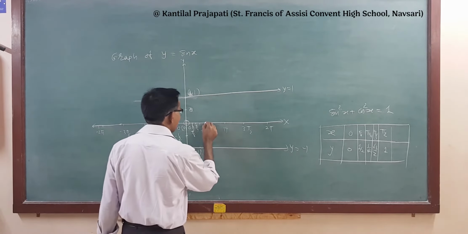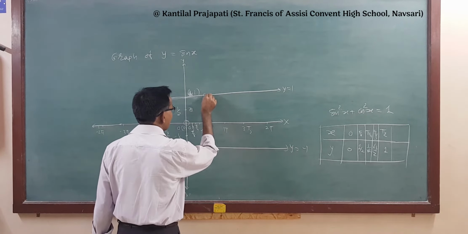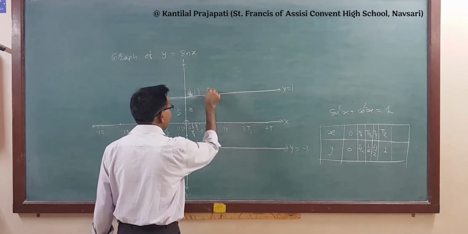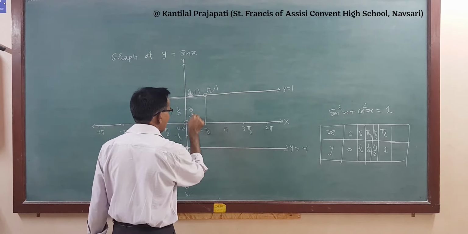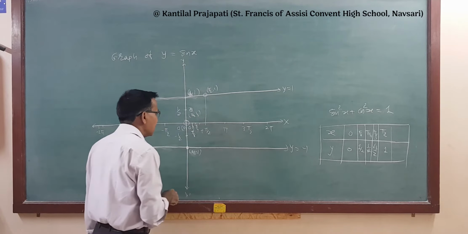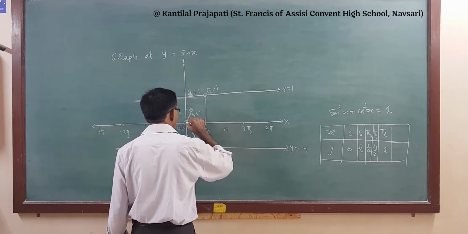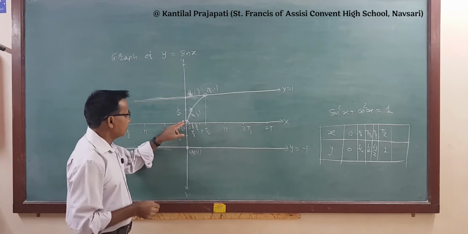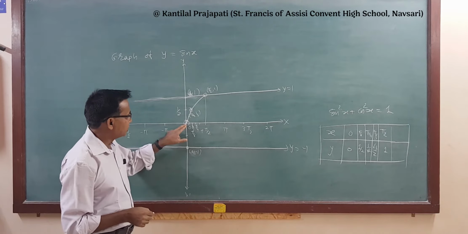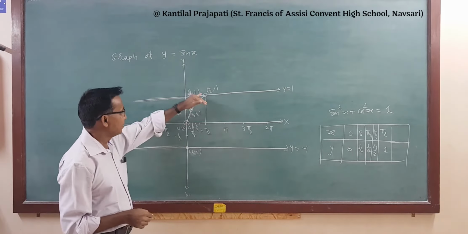So what is sine pi by 2? Sine pi by 2 is 1. This point will be pi by 2 and 1. Similarly, now we join all these points. The graph passes through the origin, and in the first quadrant, from 0 to pi by 2, the function is increasing and reaches 1.